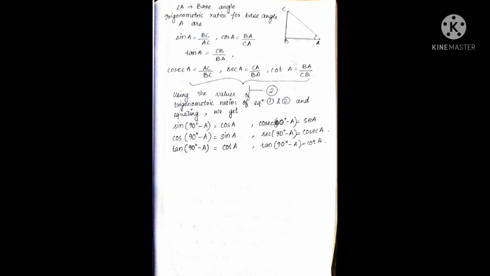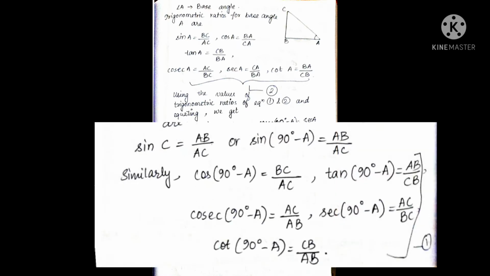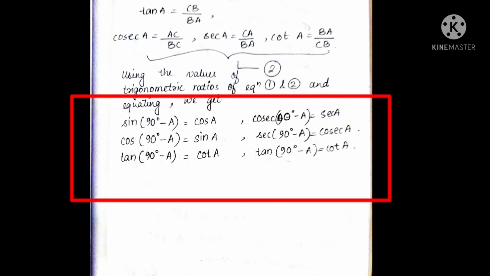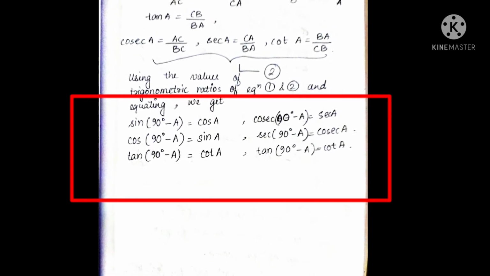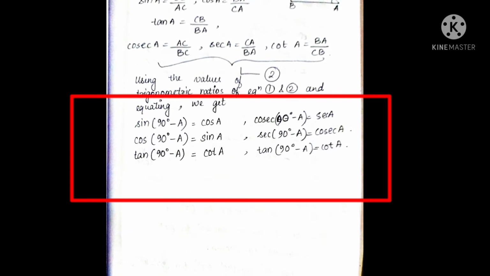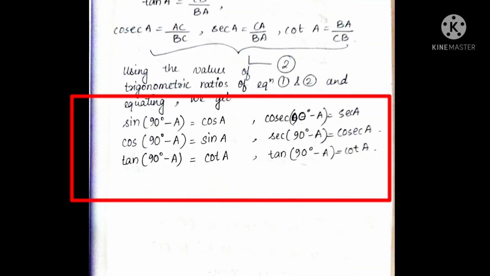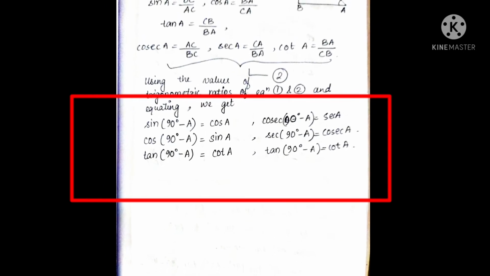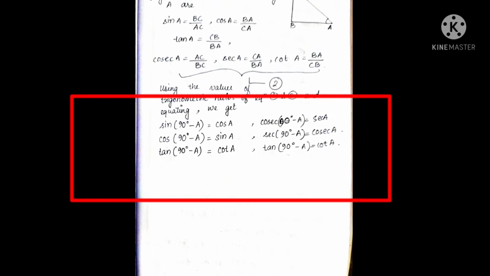So from there you will get some ratios to be equal. So from equation 1 you can see that the value of sin(90 degrees minus A) is equal to cos A in equation number 2. So in this way we can substitute the equations from 1 and 2, and finally we will get these 6 trigonometric ratios. Okay, so the values of these 6 trigonometric ratios are like this. The values are given, so this you have to remember. For doing the questions we need these 6 values.